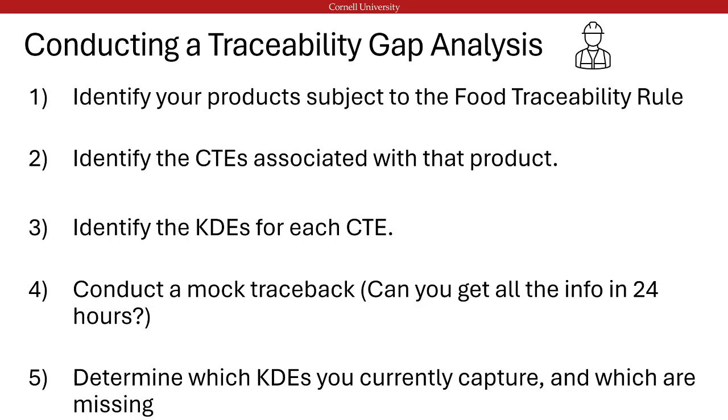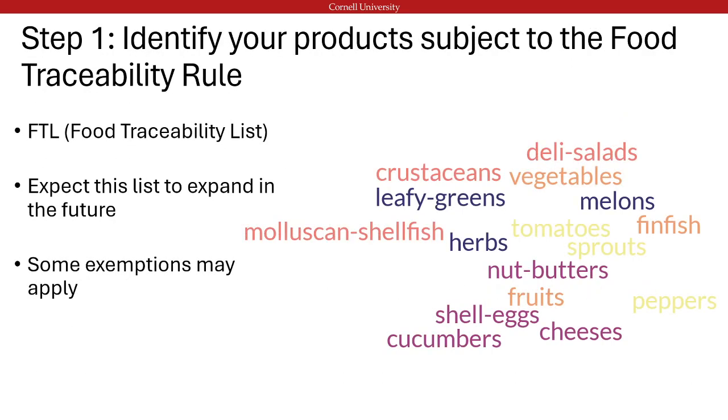And 4, you'll want to conduct a mock traceback. So basically this is to test, can you get all the info that you need in 24 hours? Can you get the key data elements for that product that you're doing a mock traceback for within the given time period that FDA requires, that being 24 hours? And 5, after doing that mock traceback, look at which key data elements you currently capture and which ones you're missing. And then that'll basically be your roadmap for the gaps that you need to fill in your operation.